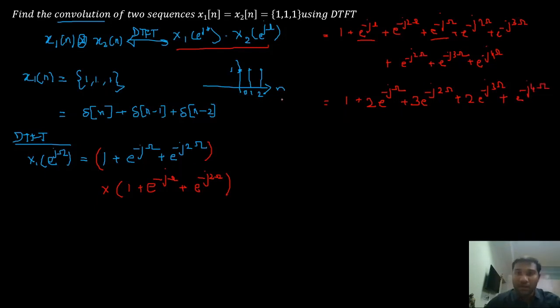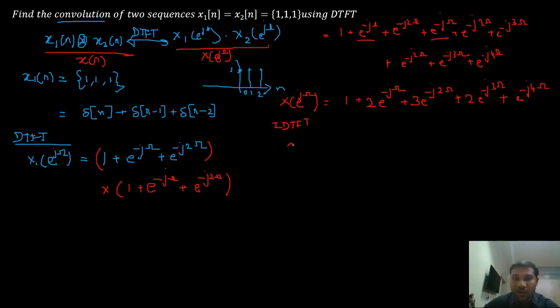So this is my X of e power j omega, right? This is nothing but X of e power j omega here on my right hand side, and this is nothing but x of n, right? Now I have found out my X of e power j omega. I just have to find out x of n. So what I'll do, I'll take inverse DTFT.